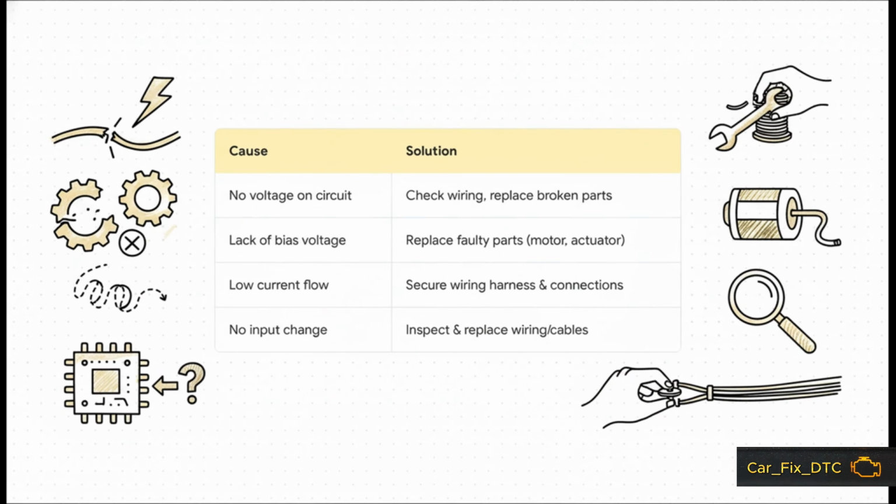And this right here, this is basically our roadmap to the fix. What's so great is how it lays out every single possibility and tells you exactly what to do. So whether there's just no voltage on the circuit, which means you've got to check the wiring, or maybe a faulty part is causing that lack of bias voltage, or it could even be something as simple as a loose connection causing low current. The answer is right here.